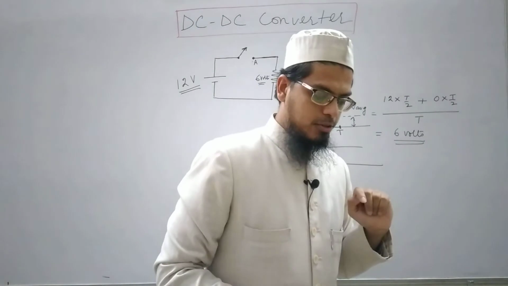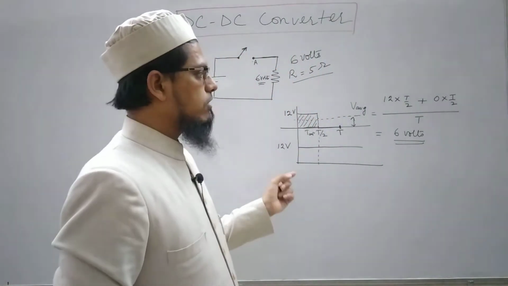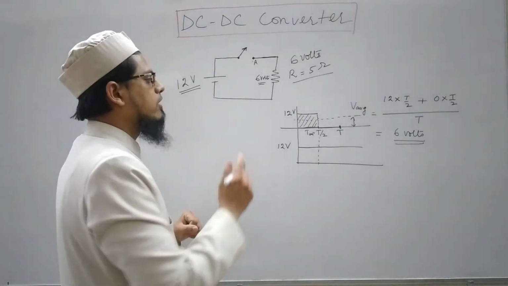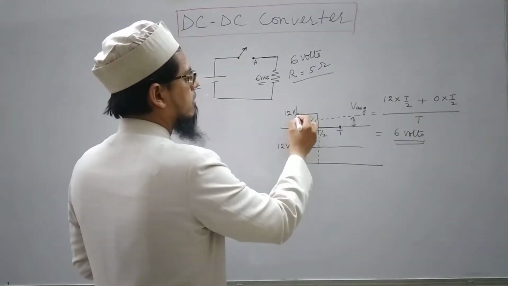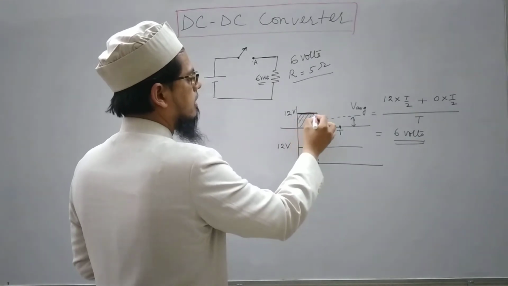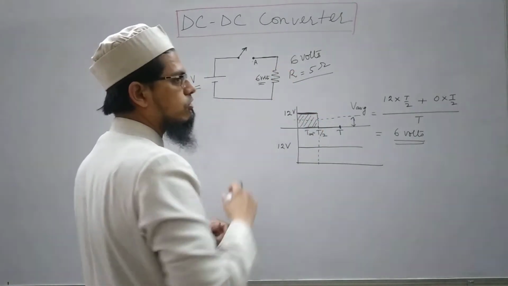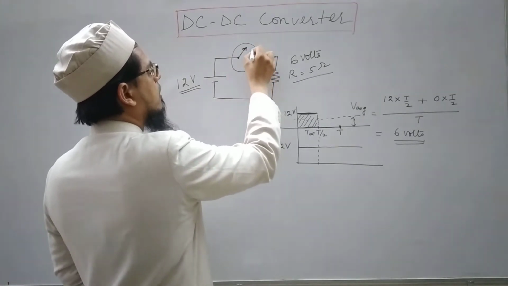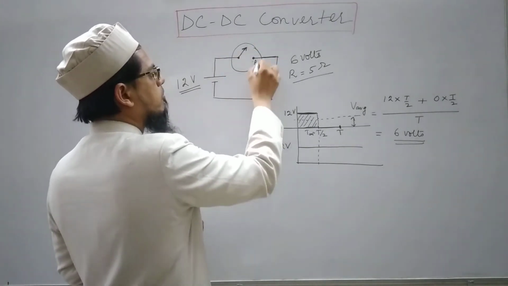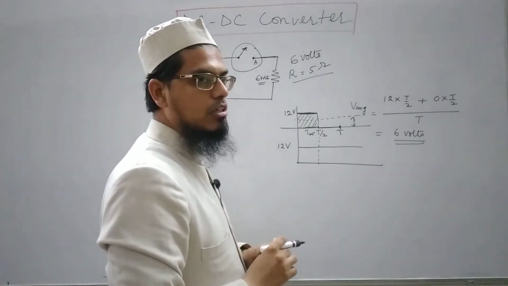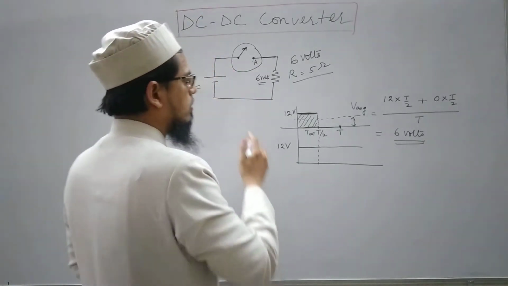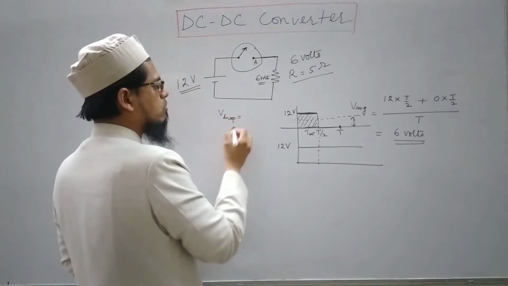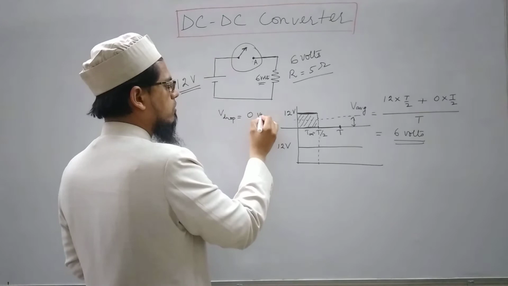Okay, what is the advantage that we are getting in this case? The advantage is that for the duration when the switch is connected and 12 volts is appearing across the load, there is no voltage drop appearing across the switch. So V drop across the switch will be equal to 0 volts.